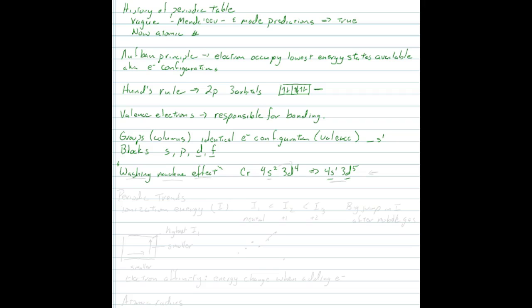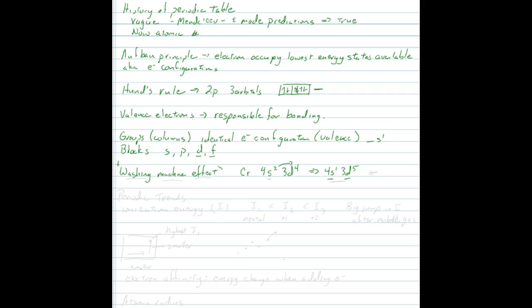Half full and fully full are much more stable. You can think of it as electrons getting as far apart as they can. There's only a half full, so it's all in an orbit by itself. Here, it's half full. Now, there's a little bit of energy needed to transfer the electron up, but that is more than compensated by having the electrons as far apart from each other as possible.